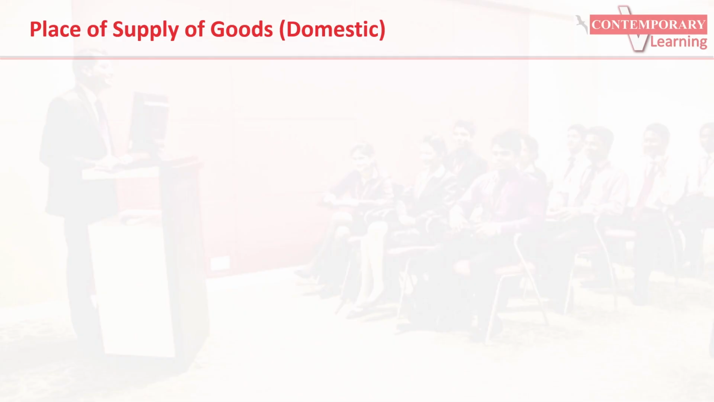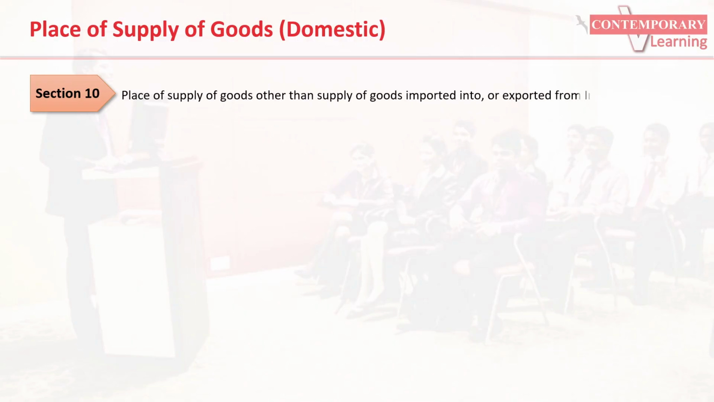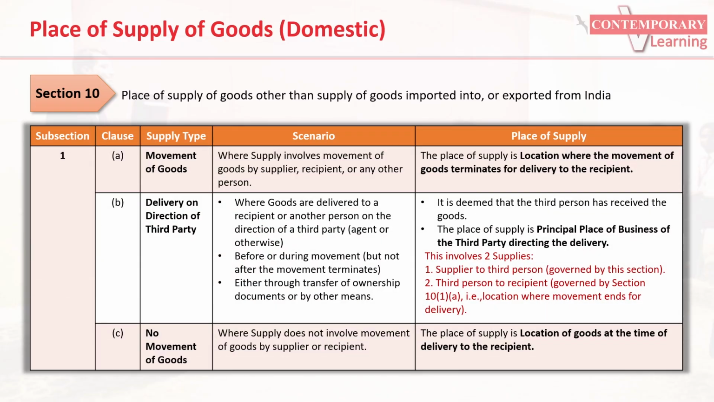Now let's dive into the specifics, starting with goods. Section 10 is your go-to section for domestic transactions involving goods. It's beautifully structured with different clauses covering various scenarios. Clause A covers supplies involving movement of goods, whether by supplier, recipient, or any other person. Clause B handles the interesting case of delivery on direction of a third party. Clause C deals with supplies without any movement. Let me explain these scenarios with practical examples.